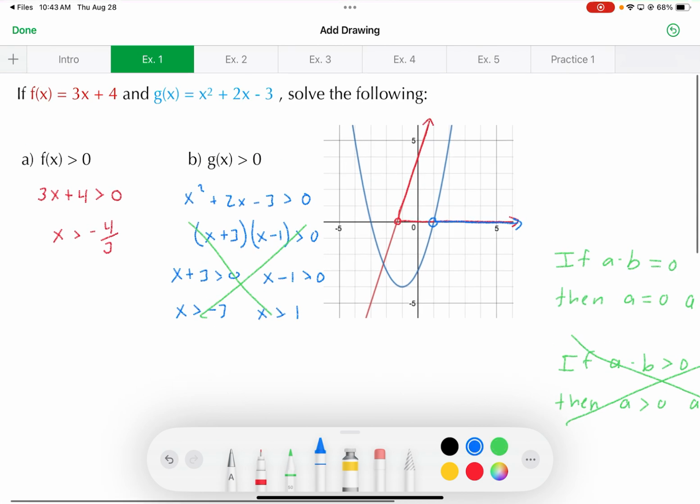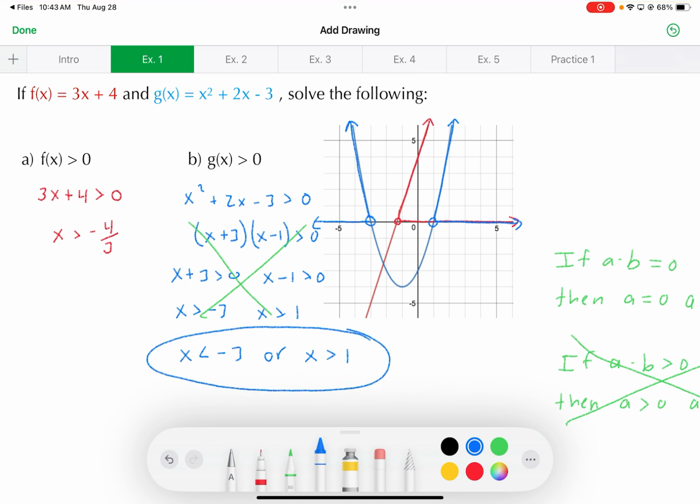So instead, we look at the graph here and we say, well, this section of the curve is above the x-axis, so all of its x values have to be part of the solution set. That means x has to be less than -3, or we have this other section of the curve that's above the x-axis whose x values are greater than 1. There's your solution set. Okay?